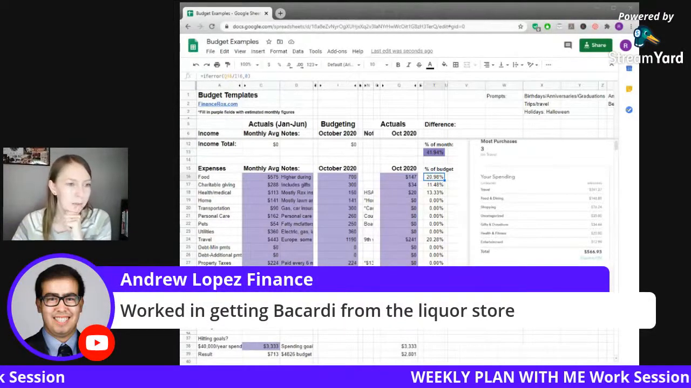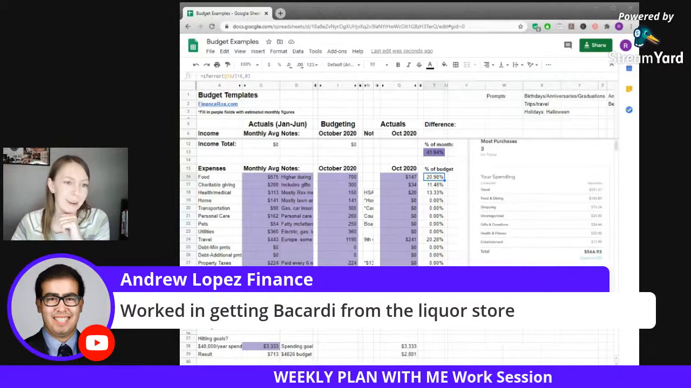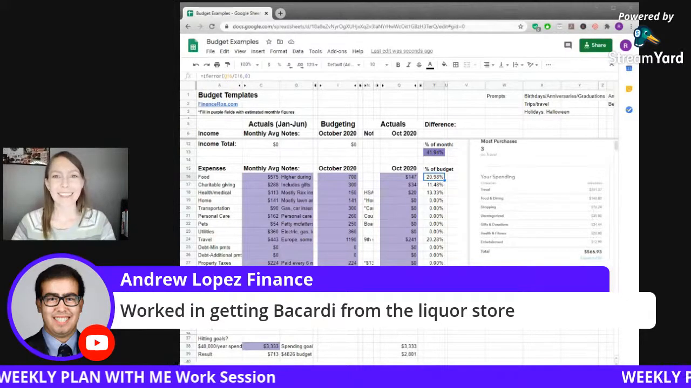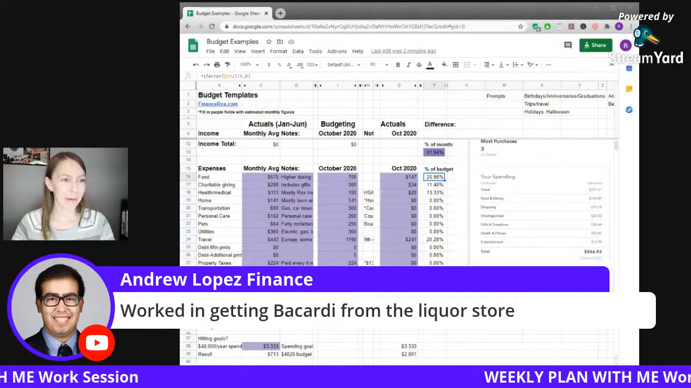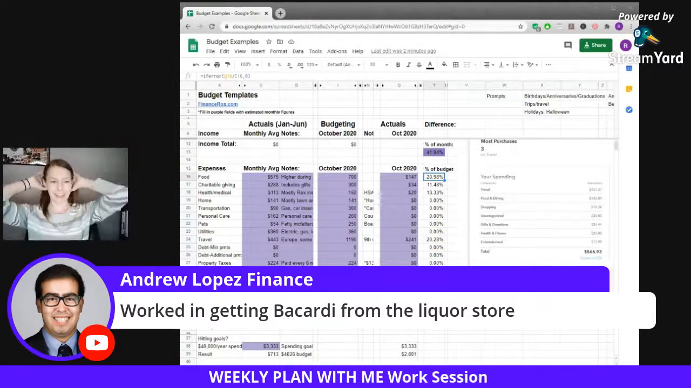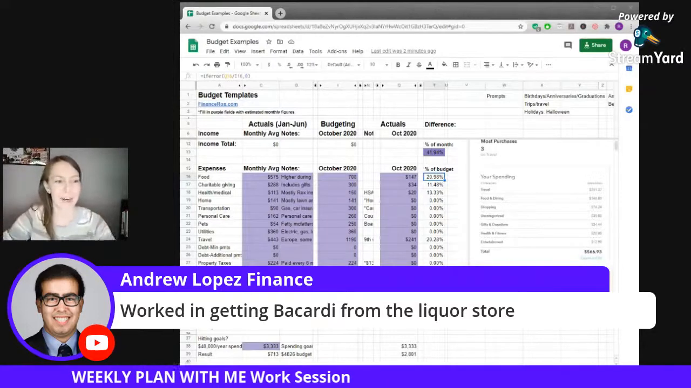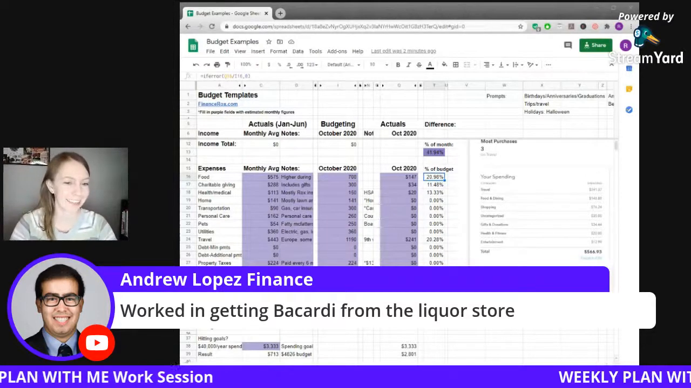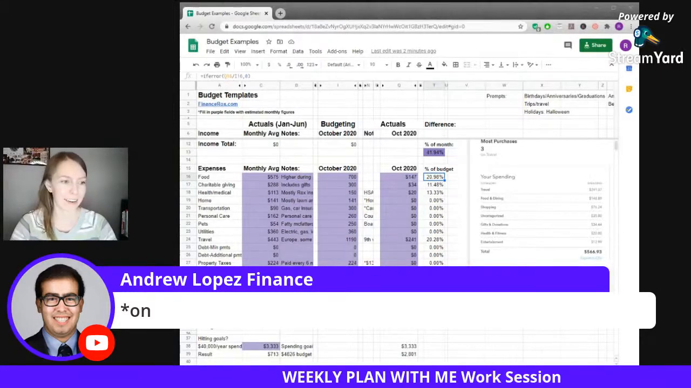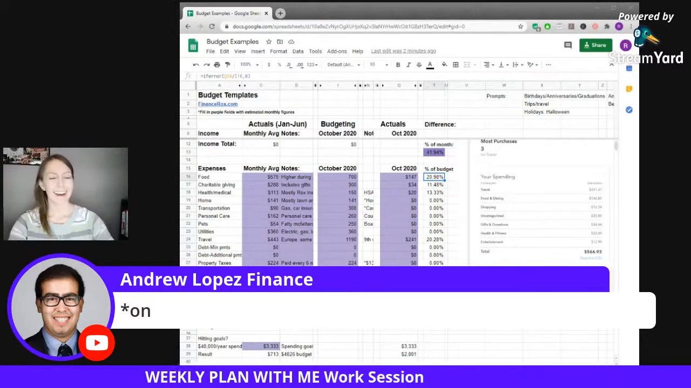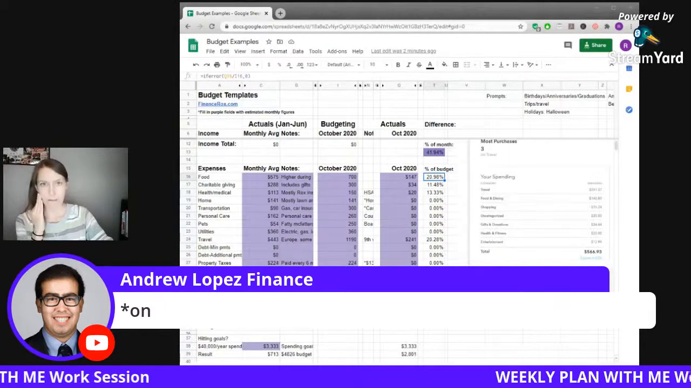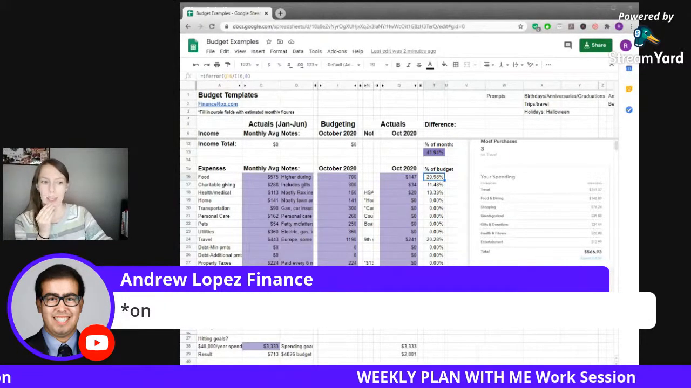Andrew says, worked in getting Bacardi from the liquor store. Oh, that's what you did during the silent work session? Because that would be pretty funny. And is that for your decanter that you have on your background that is always empty? Worked on. Geez, Andrew, can't even type these days. That was really the only thing that I thought of during the session.